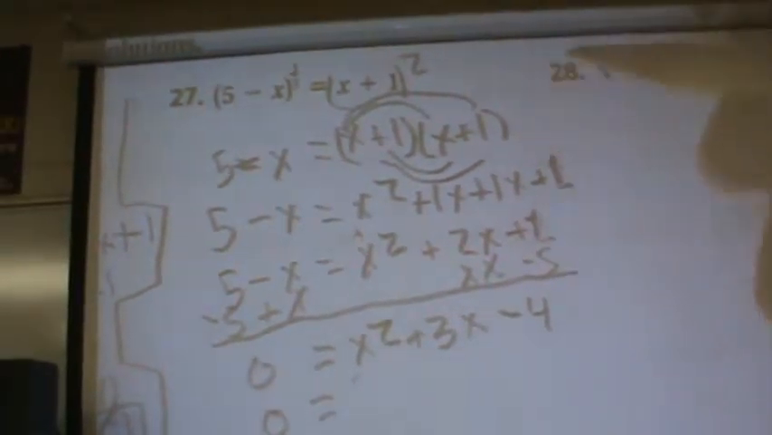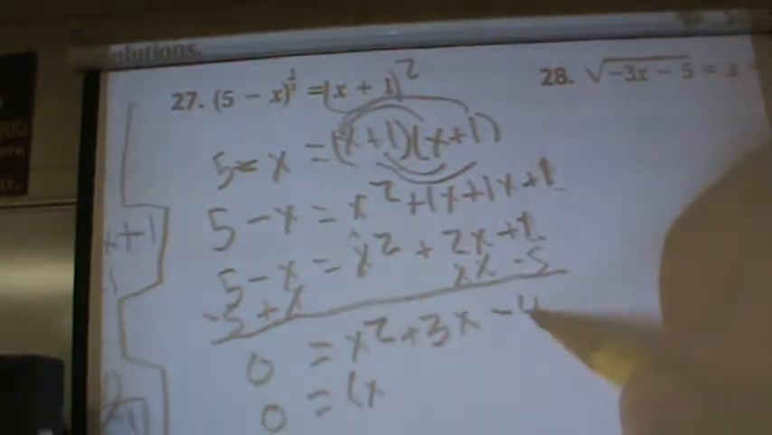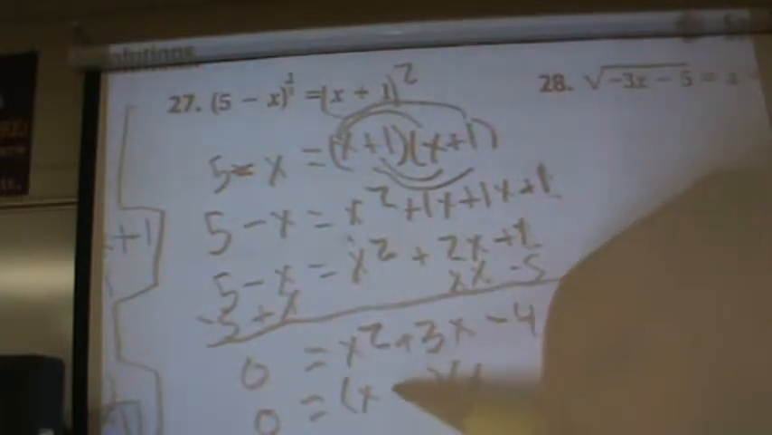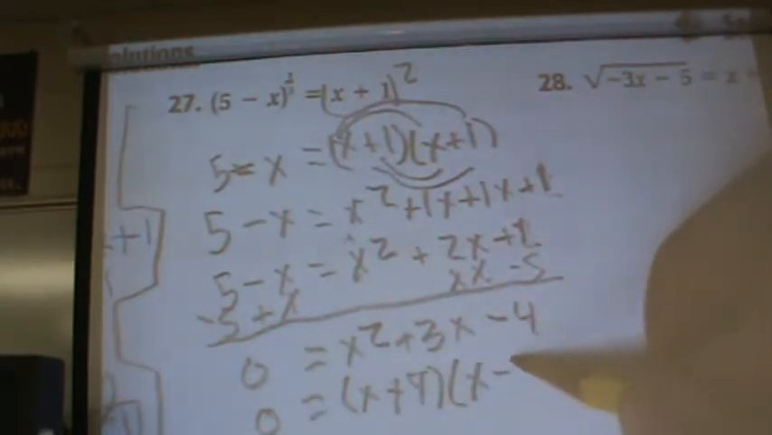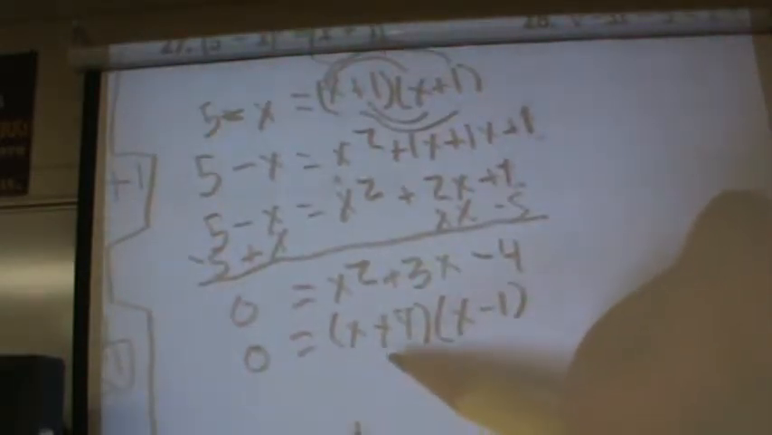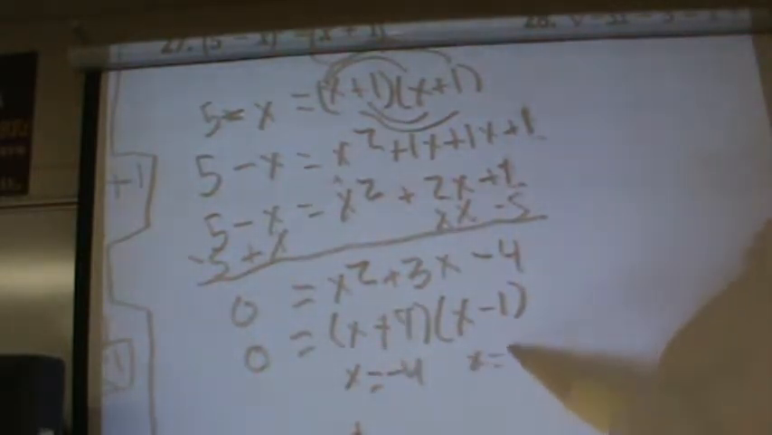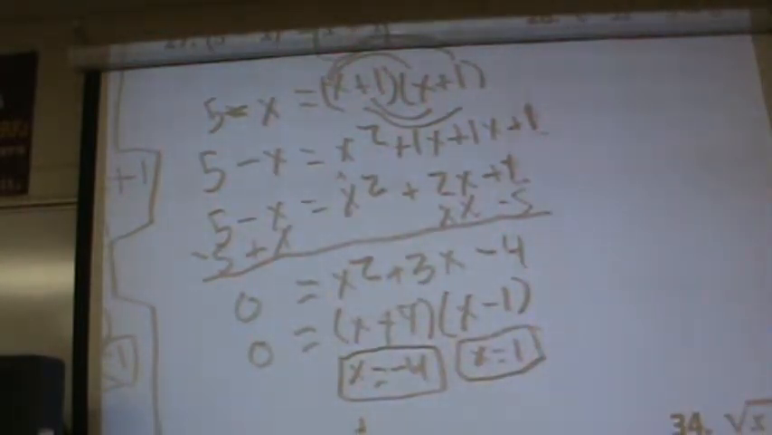1 minus 5 is negative 4. And then you set that up, see what times to that and adds to 3. So it would be plus 4 and minus 1. And then set them equal to 0, which is x equals negative 4 and x equals positive 1. Then you find out which one works. You can do the calculator again, and the answer would be 1.